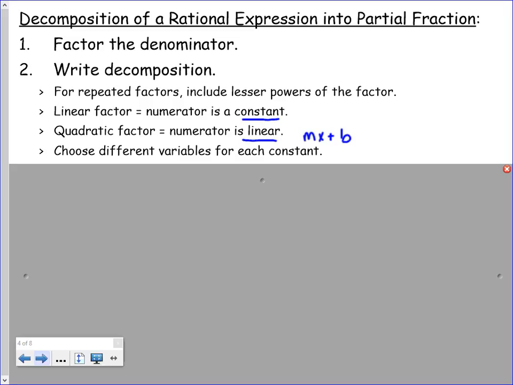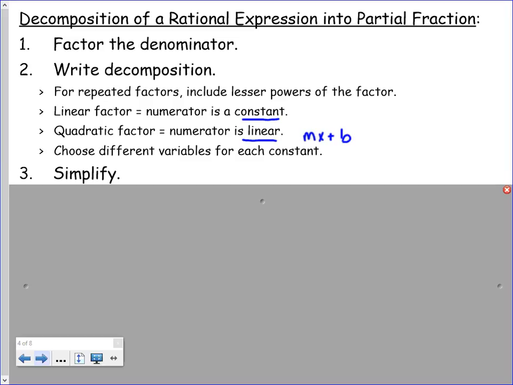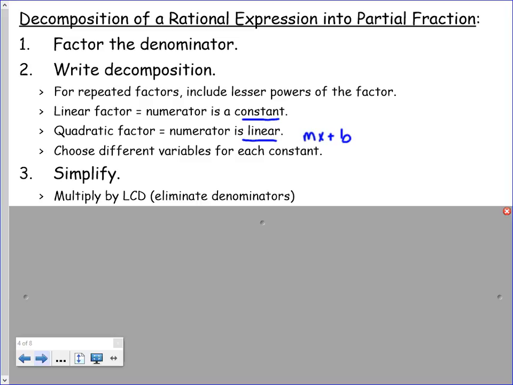The next step to partial fraction decomposition, step 3, is to simplify. When I say simplify, what I mean is we are going to change that equation. What we wrote out in the warm-up, we're going to change so that it doesn't look like fractions anymore, because solving an equation with 3 different fractions and all of those variables would be a little overwhelming. So we want to make it look like it's all on one line. In order to do that, we're going to multiply by the least common denominator, the LCD.